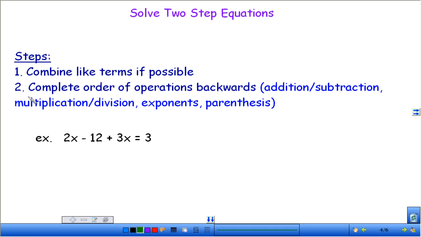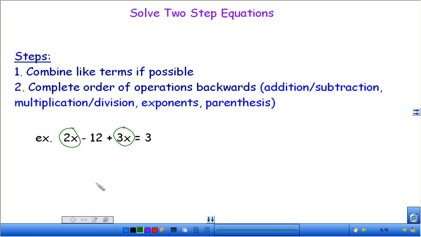Step two is you complete the order of operations, but you do it backwards. And we'll talk about why in just a second. So this example down here, combining like terms for step one. If I have 2x and then a plus 3x, can I combine those? Yeah, those are considered like terms.